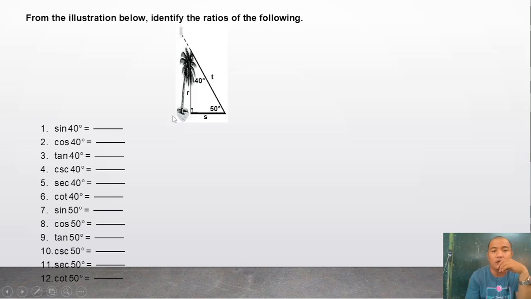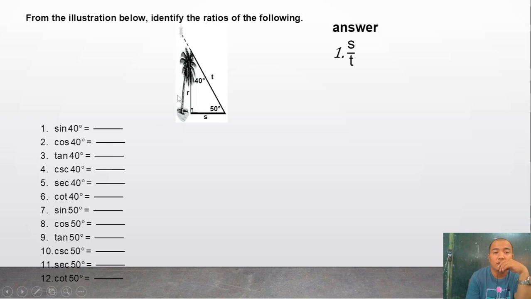Next, from the illustration below, identify the ratios of the following. We have here a coconut tree. The coconut's height is R, then we have S, and the hypotenuse is T. So, sine 40 degrees, identify the ratio. Sine 40 degrees is SOH-CAH-TOA. Remember your SOH-CAH-TOA? So, S over T, opposite over hypotenuse.